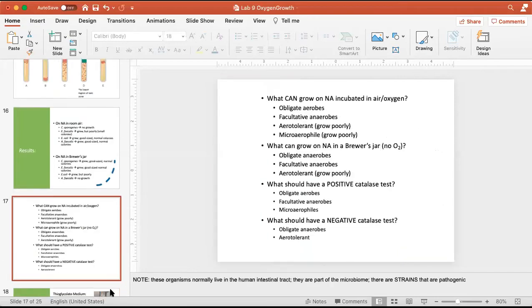All right. So I'm going to keep this slide and I'll pull it up periodically so we can remind ourselves what should grow or what can grow with oxygen, without oxygen, catalase test results, and so on. I'll keep this slide available for us if we need it.